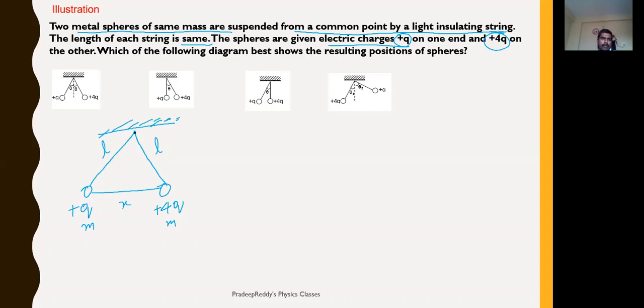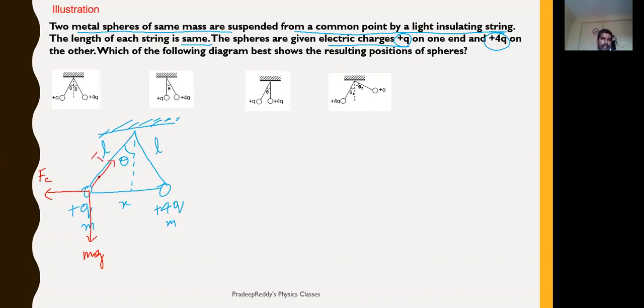And let me drop one vertical over here, and I treat this angle as theta. As these two are placed in air medium, there will be mass as well as charge, as mentioned in the problem. Using a free body diagram, you can identify the forces acting upon this charge plus Q. There is gravitational force acting in downward direction, that will be equal to mg, and there is electrostatic force acting outward. As these two charges are positive, there will be a repulsive electrostatic force, and the tension in the string is T.